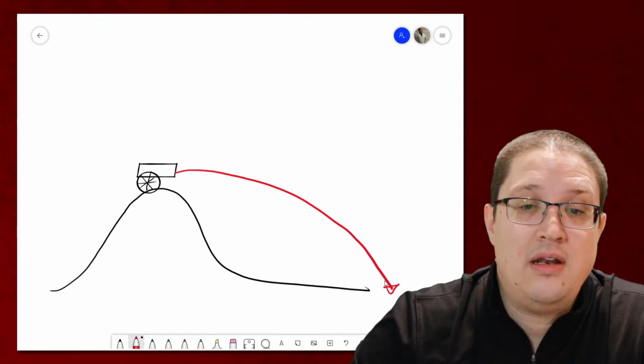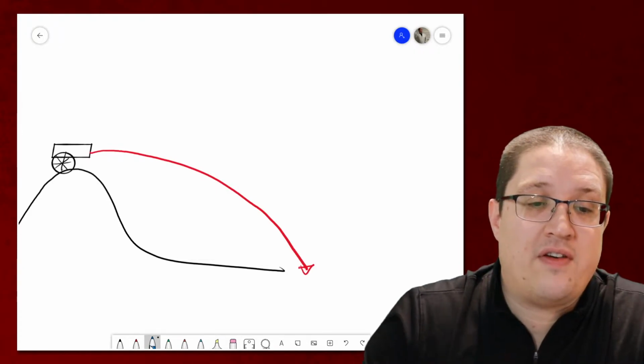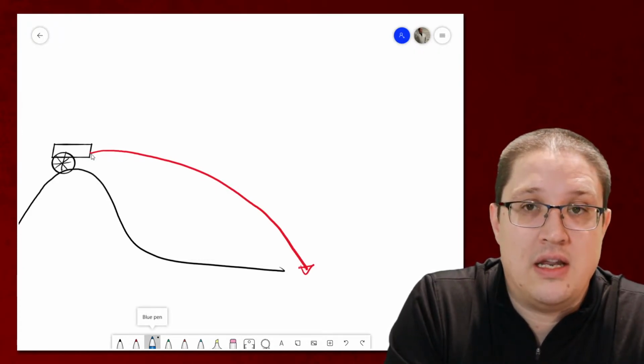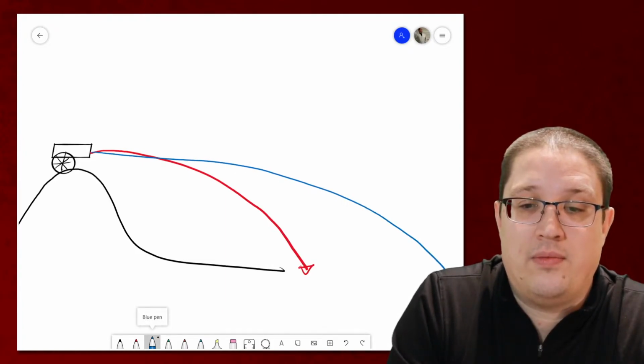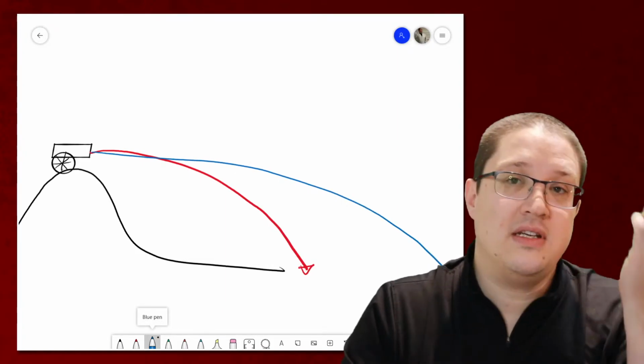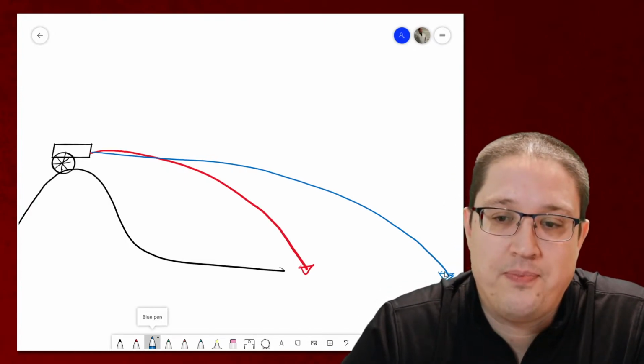Now, similarly, if I take this cannon and I want to fire further still, if I fire with an increased velocity here, I could fire my cannonball still further. This is basic projectile motion. We've been doing this for a while now in physics.